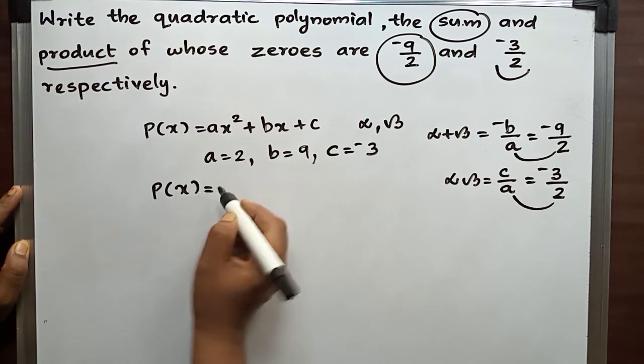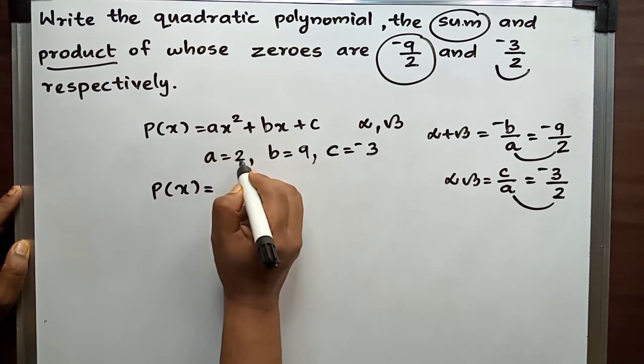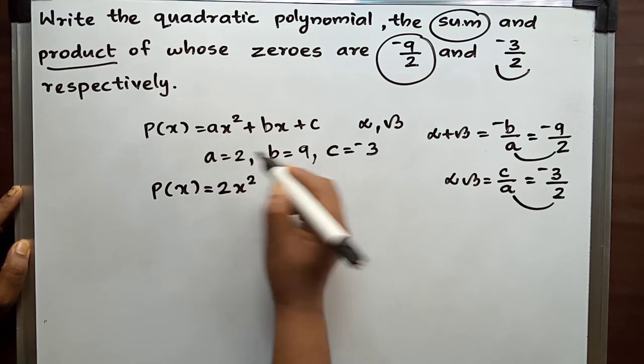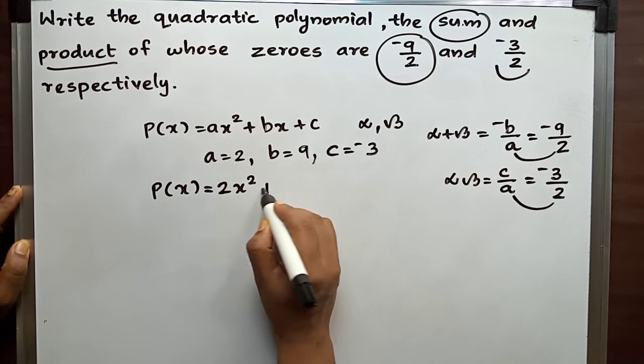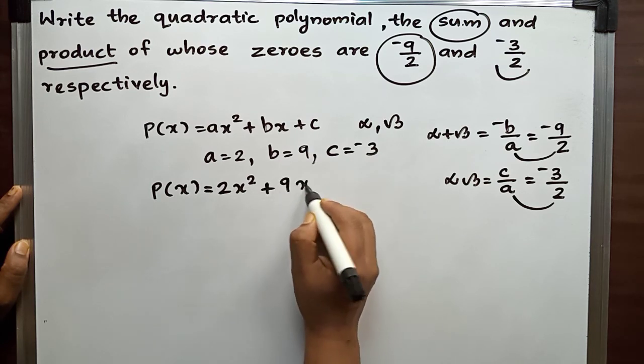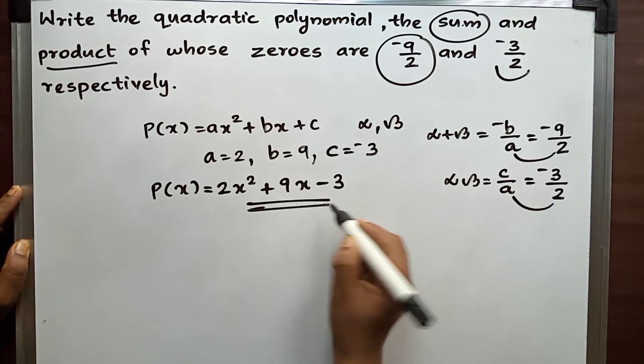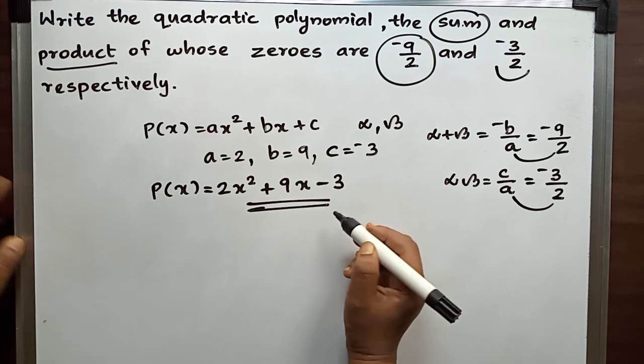So we can just give these values to this polynomial. P of x is equal to ax square, which will become 2x square because a's value is 2. B is 9, so this is plus 9x, and c is minus 3. So here it is minus 3. So this is the required polynomial.